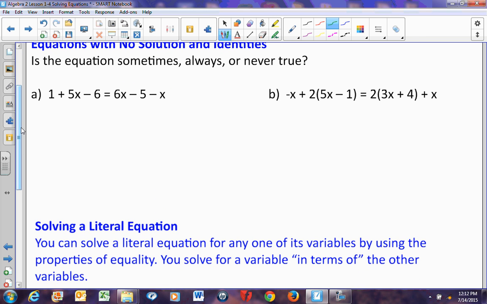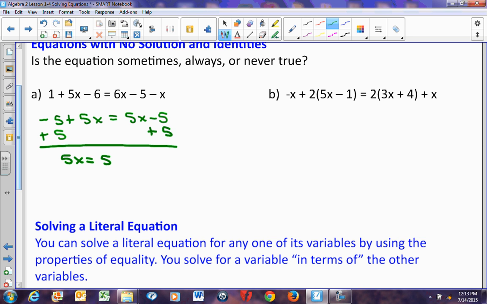Let's take a look at this. 1 plus 5x minus 6 equals 6x minus 5 minus x. So let's solve it. That's the only way you can figure these out, you have to solve the equation. Here, 1 minus 6 is negative 5, plus 5x, equals 6x minus x, which is 5x, minus 5. If I solve this equation, I'll add 5 to both sides, and that will give me 5x equals 5x. That's a true statement.